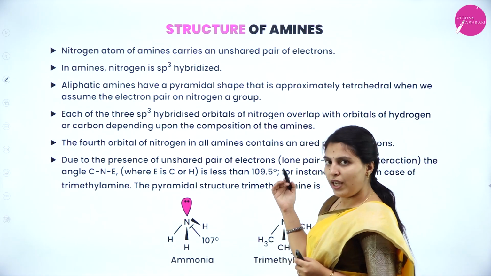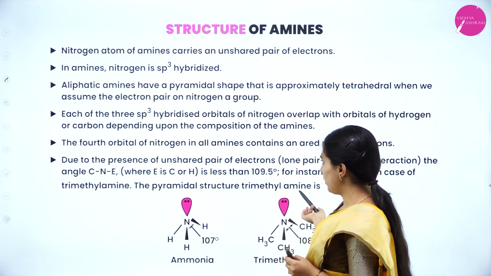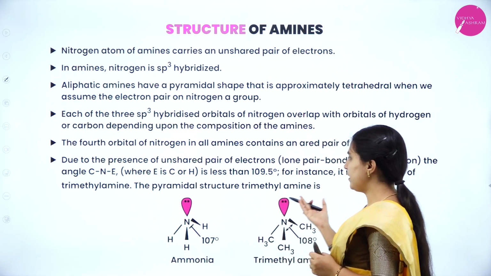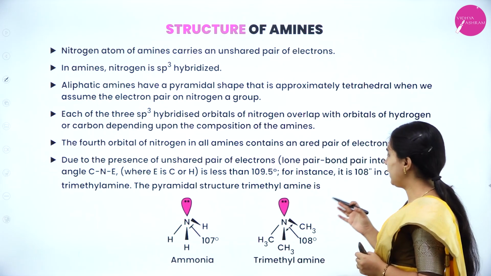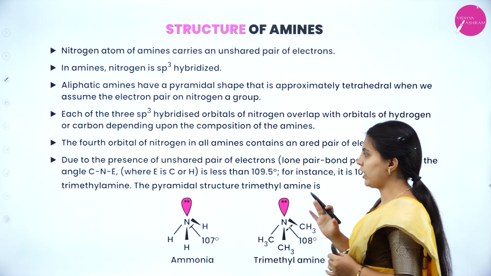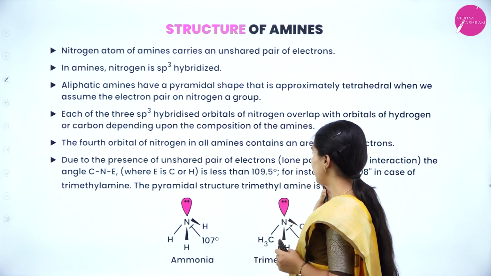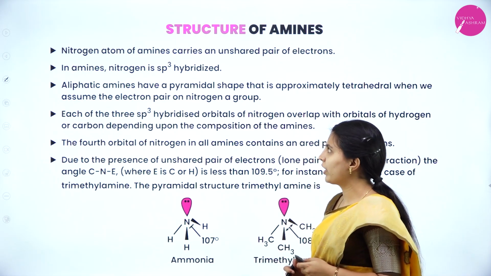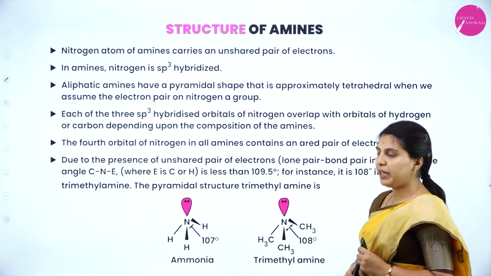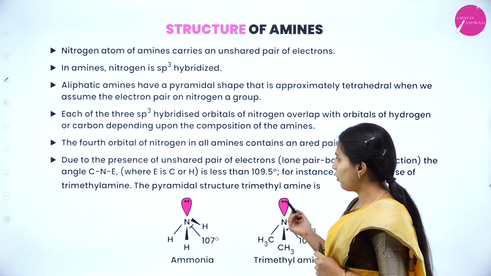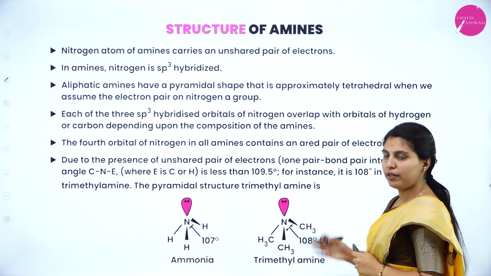Due to the unshared pair of electrons on nitrogen, the angle between carbon, nitrogen and carbon or hydrogen is less than 109 degrees. Approximately it is around 108 degrees in case of trimethylamine. It has a pyramidal structure in trimethylamine. Okay, this is about the structure of amine. Here the unshared pair of electrons contributes to the structure of amines.